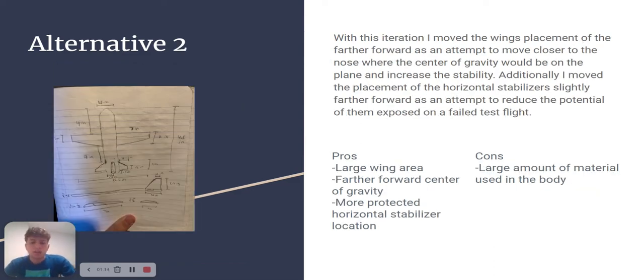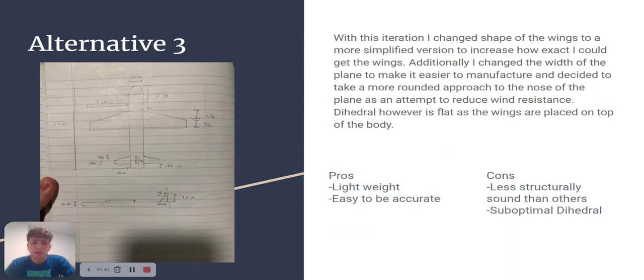With this second design iteration, I moved the wing placement farther forward as an attempt to move the center of gravity closer to the nose, as well as an attempt to increase stability. Additionally, I moved the placement of the horizontal stabilizer slightly forward as an attempt to reduce the potential of them being exposed on a failed test flight. So the pros would be a larger wing area, a farther forward center of gravity, and a protected horizontal stabilizer location. However, the cons would be a large amount of material used in the body, which would weigh down the design.